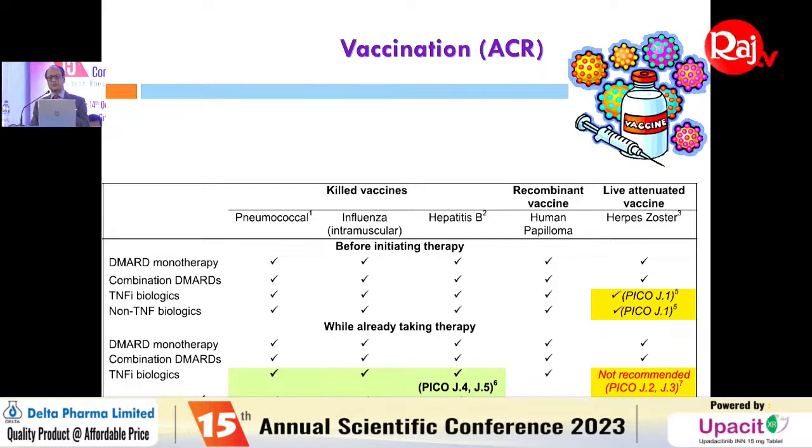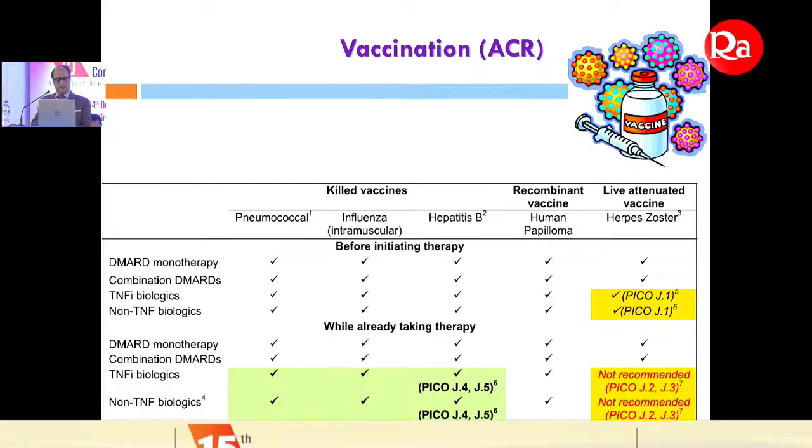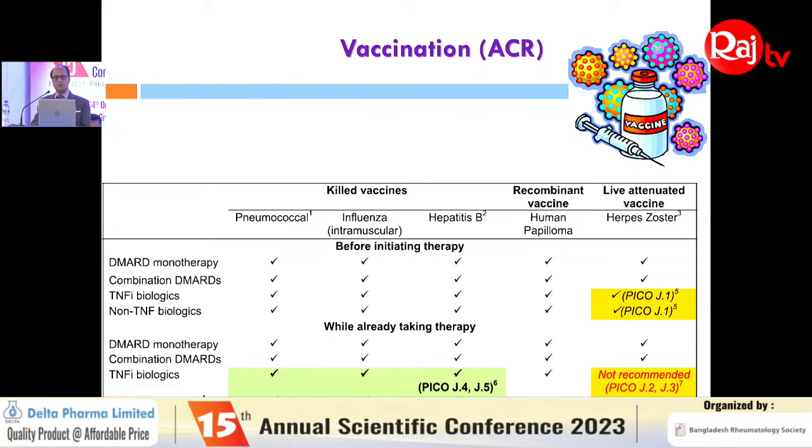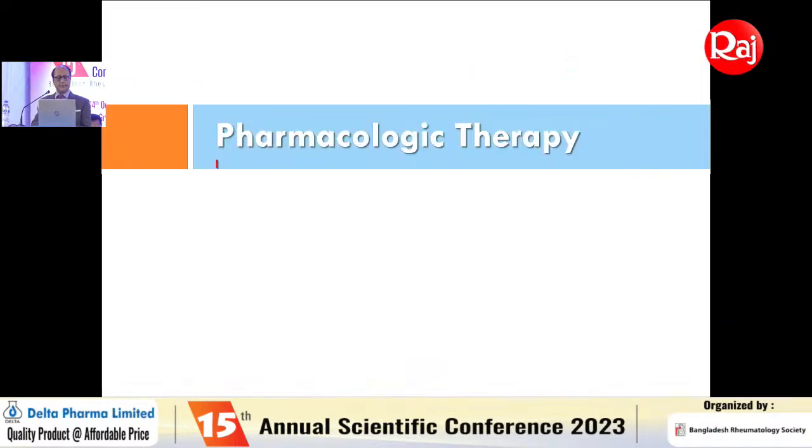Once in a lifetime, and pneumo 23, that is polysaccharide vaccine, the patient should take after 2 months to 12 months for the first dose, and then 5 yearly up to 65 years. And influenza vaccine once yearly. It is a must. It has to be done. And now let's move to pharmacologic therapy.